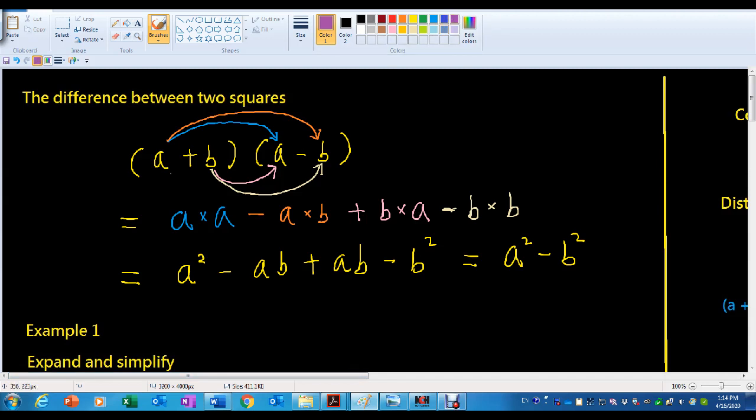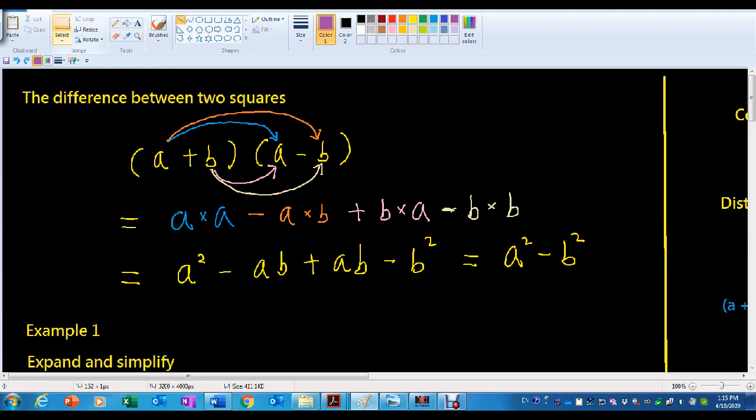Remember, when you have a plus b, that's the sum of two terms, times the difference of two terms, and the answer is the square of the first term take away the square of the second term. That's why we call it the difference between two squares.